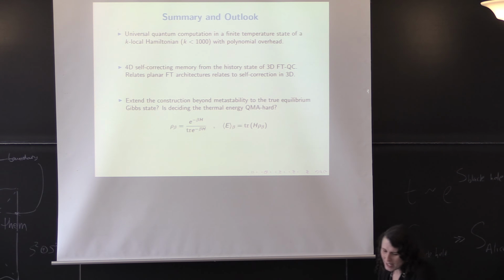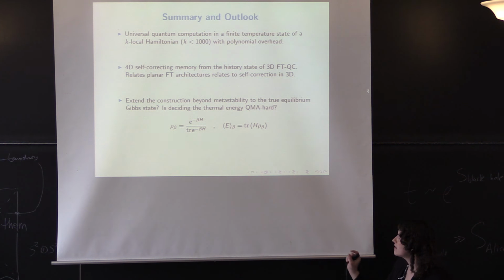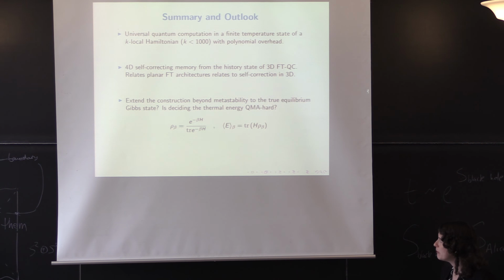Now, I would like to extend this construction, and I have ideas about how to do so, how to extend it beyond metastability to actually put the computation into the true equilibrium Gibbs state. I don't think that'll be spatially local. But the reason I want to do this is because my hunch is that deciding the thermal energy at system size independent temperature up to polynomial precision should also be QMA hard, right?